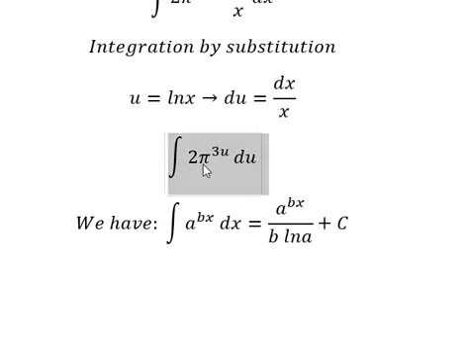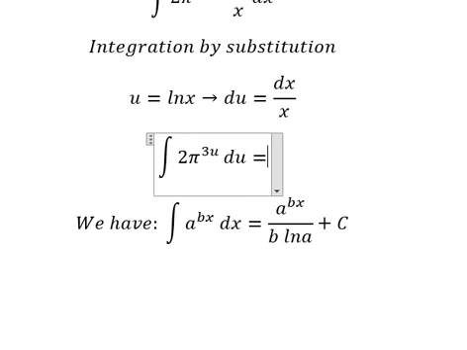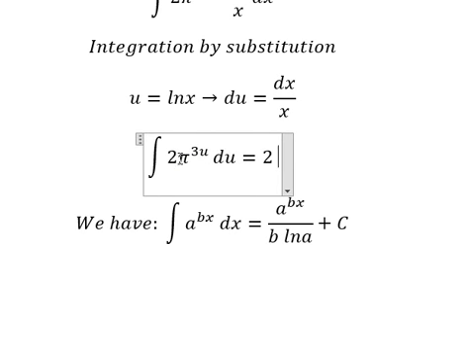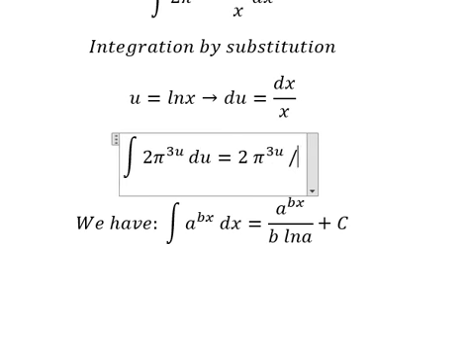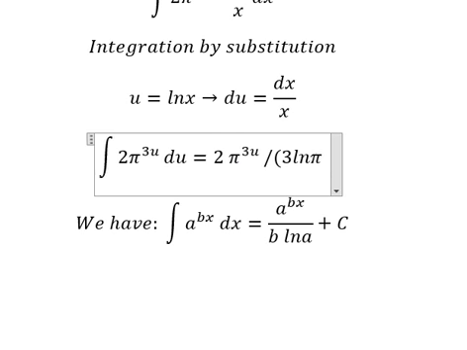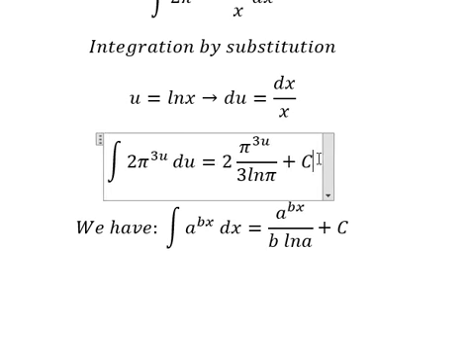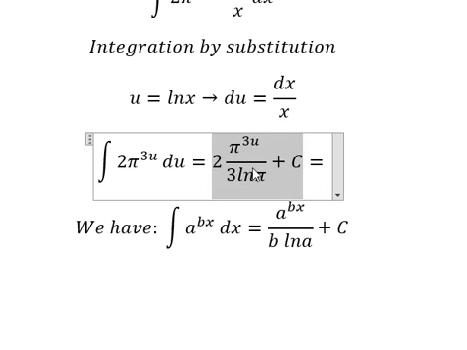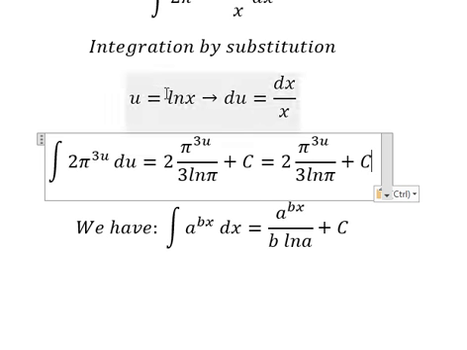Now we apply the formula for this one in here. So we have 2 multiplied by b to the power of 3u over 3 ln of b, and we put c in here. About u, that is this one.